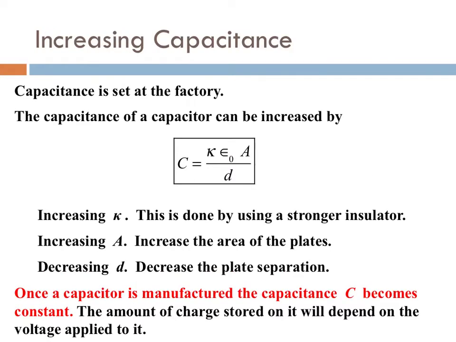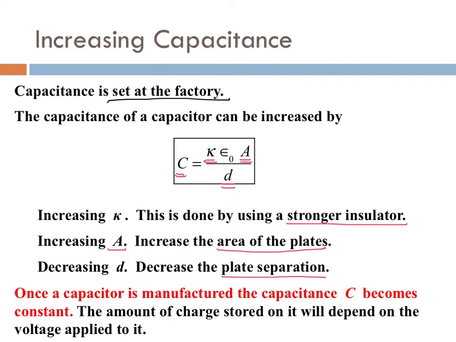Now this part is very important. We can talk about increasing the capacitance, but this all has to happen before the capacitor is created. Remember that capacitance is set at the factory. So these changes can only happen before the capacitor has been created. So if you want to increase the capacitance, you would have to either increase K. This is done by using a stronger insulator, increase A, again just increasing the area of the plates, or you can decrease D, meaning you can put the plates closer together.